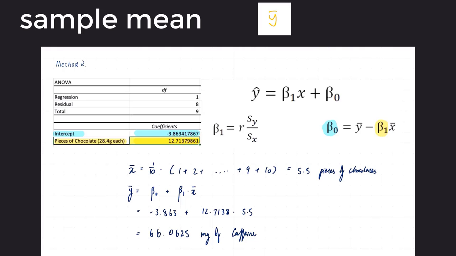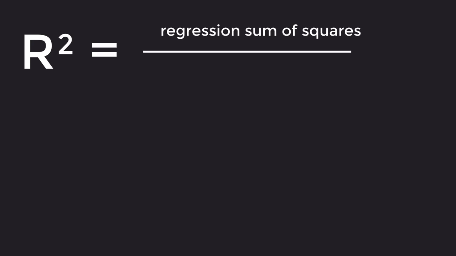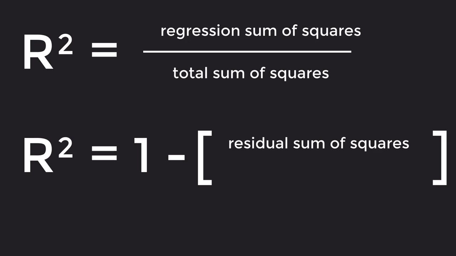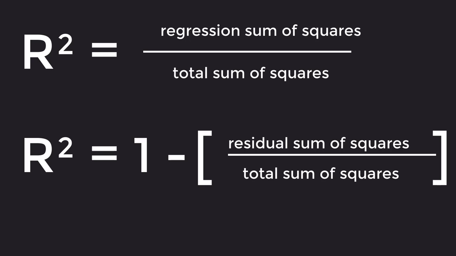Now that we have found our sample average, to understand R-squared, we first need to know about three values we can take from our graph. The R-squared value equals regression sum of squares divided by total sum of squares. It also equals 1 minus residual or error sum of squares divided by total sum of squares.